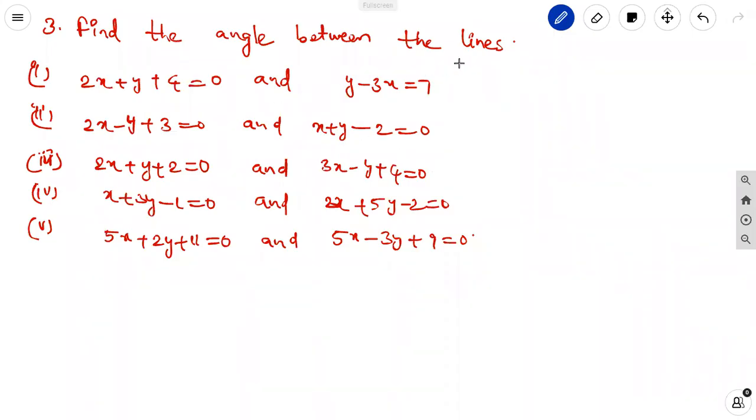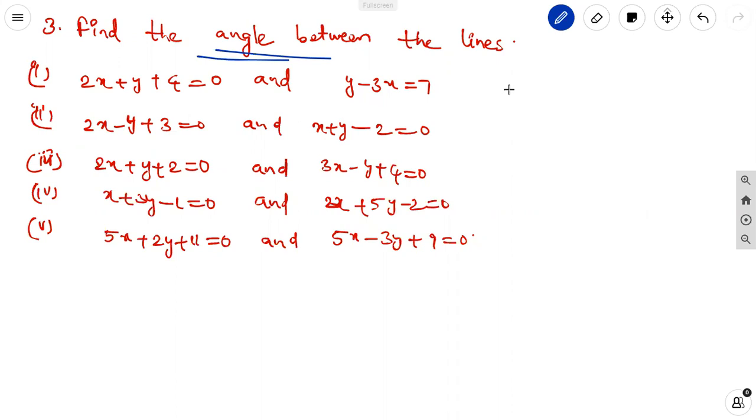Find the angle between the lines. First question: 2x plus y plus 4 equal to 0 and y minus 3x equal to 7. The two lines are given, and we can find out the angle between the two lines.